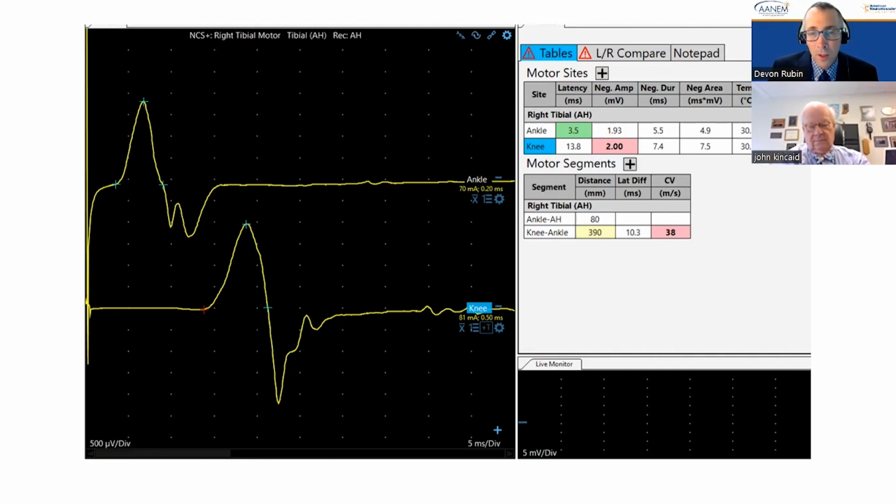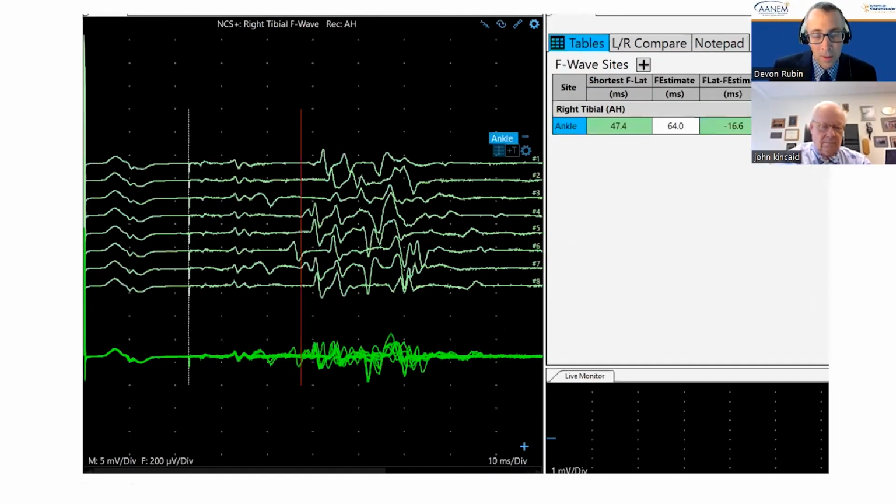So here we have this low amplitude, and then I'm going to show you the sural. We did the sural also, but actually, I forgot about this. We did tibial F waves. So, anything unusual there in your eye? Well, that's a nice picture.